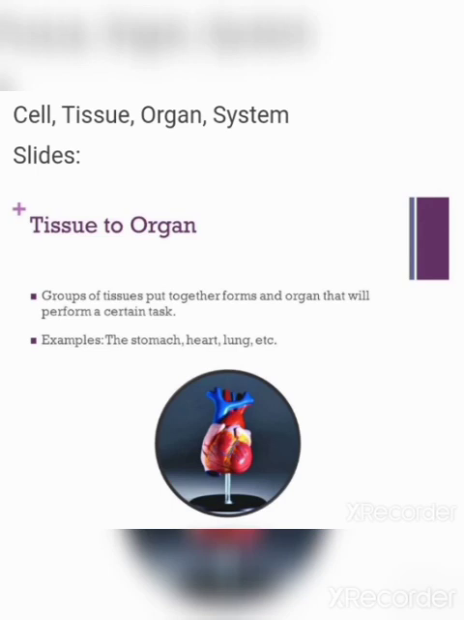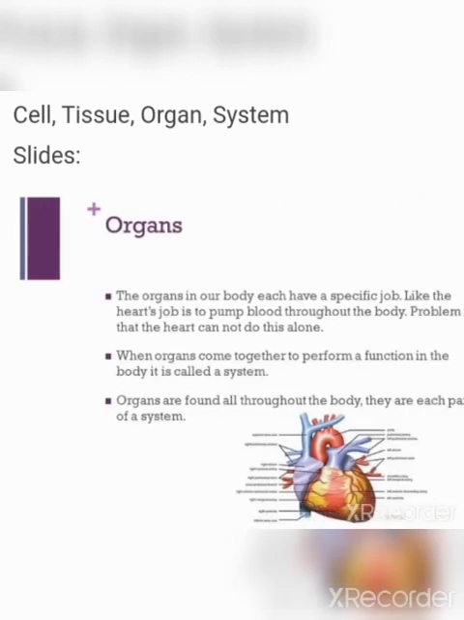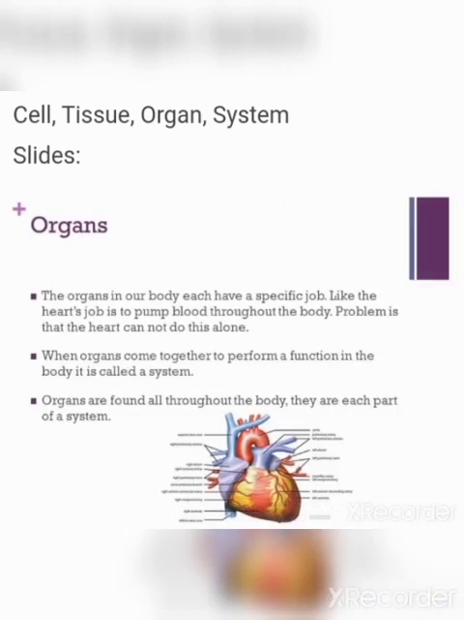So a group of tissues put together form an organ that will perform a certain task. As I've told you, there are different organs: heart, lungs, stomach, intestine, brain, eyes. They are examples of organs, right? The organs in our body each have a specific job, like the heart's job is to pump the blood throughout the body.